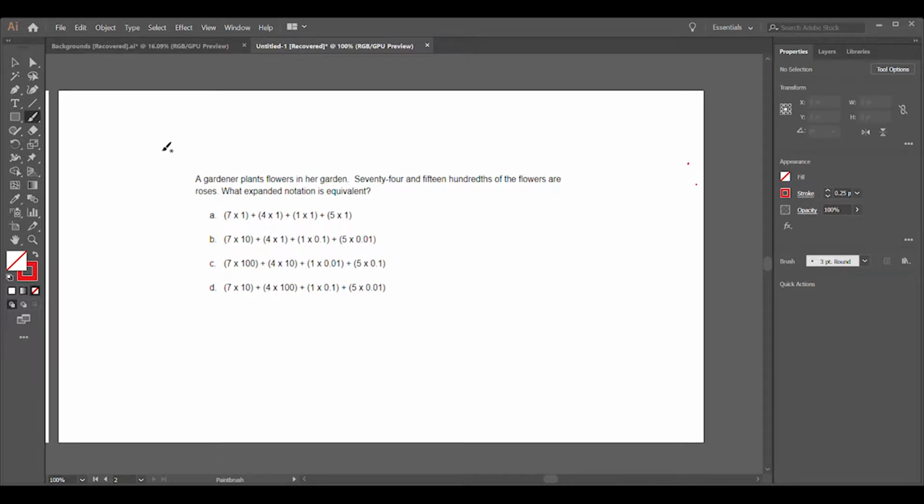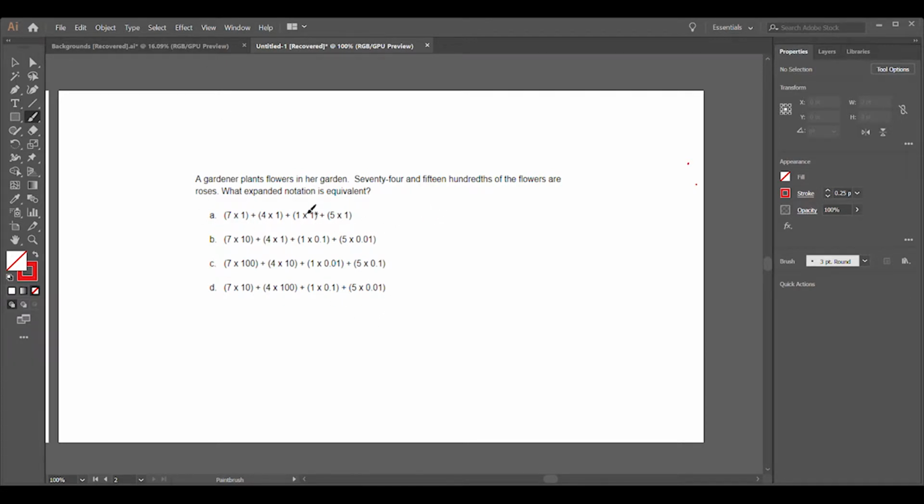Let's take a look at this problem. Alright, let's start by reading it. A gardener plants flowers in her garden. 74 and 1500ths of the flowers are roses. What expanded notation is equivalent? Alright, looks pretty easy to me.